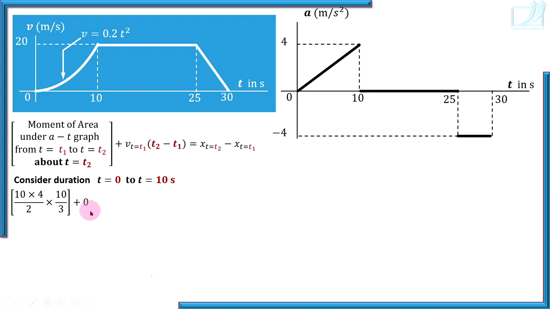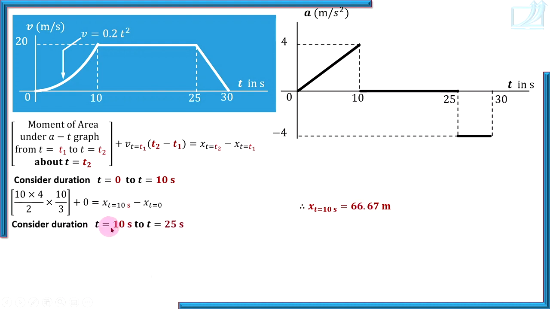Plus initial velocity is 0. 0 to 10 in this diagram, initial velocity is 0. That is equal to change in position. So x at t equal to 10 minus x at t equal to 0. And you have found out the answer. X at t equal to 10 is 66.67.